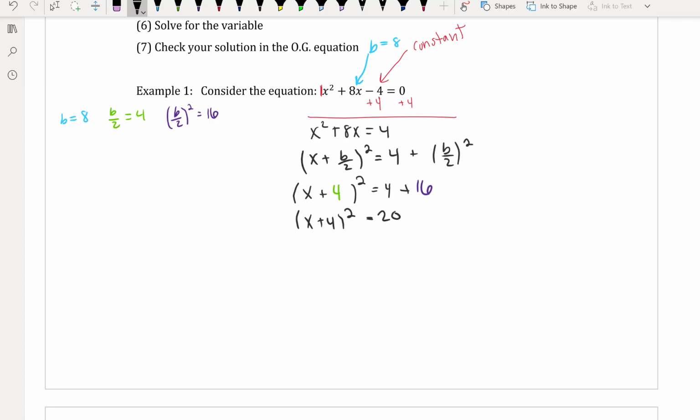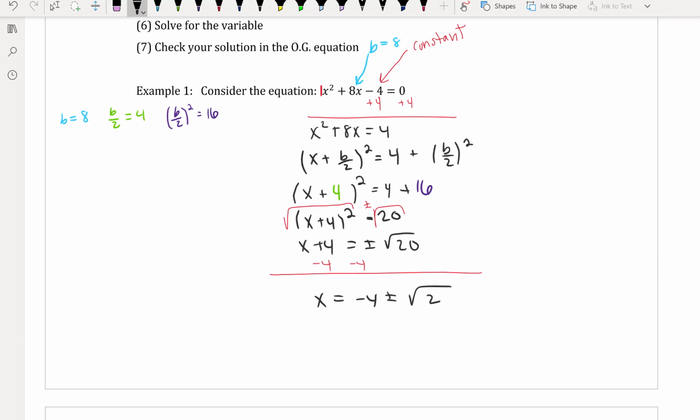Now I just solve for the x. So I am going to square root both sides to get rid of that square. So I have x plus 4 is equal to plus or minus the square root of 20. And then I will subtract 4 from both sides. So I can get that x is equal to negative 4 plus or minus the square root of 20.